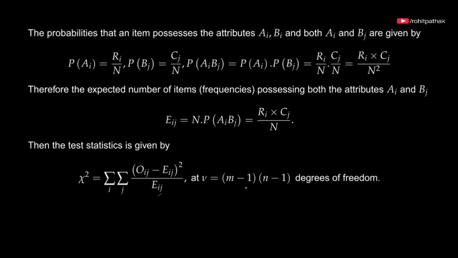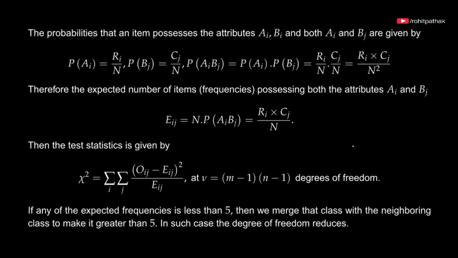So here degrees of freedom will be m minus 1 into n minus 1, because total m minus 1 rows are independent and total n minus 1 columns are independent. Remaining one column and remaining one row both are dependent to make the sum equal to Ri and Cj. So total number of degrees of freedom will be m minus 1 into n minus 1. Now one important care while applying this test: if any of the expected frequencies is less than 5, that means if any of the frequencies Eij, we have to merge this class with another class or neighboring class to make it greater than 5. In such case, the degrees of freedom will reduce.